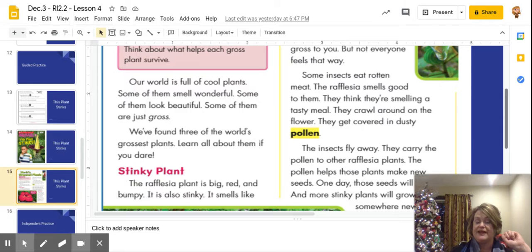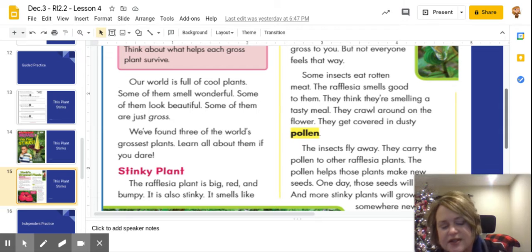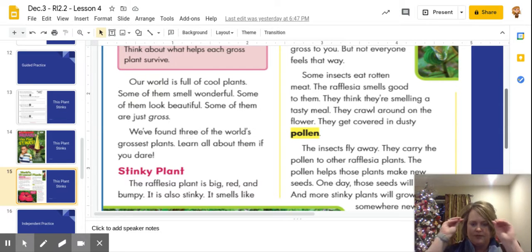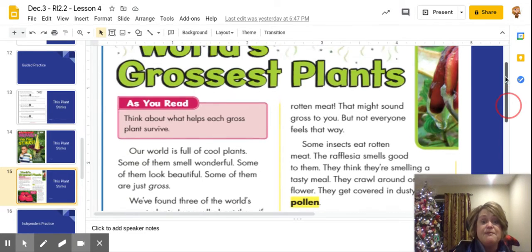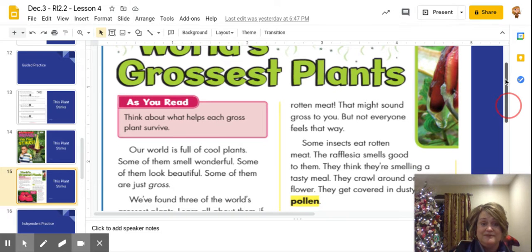Let's look at stinky plant. So the heading or subheading is stinky plant, but we're still kind of leaning towards flowers that stink. But we have stinky plants. Let's go ahead and read this. It says the Rafflesia plant is big and red and bumpy. It is also stinky. It smells like rotten meat.